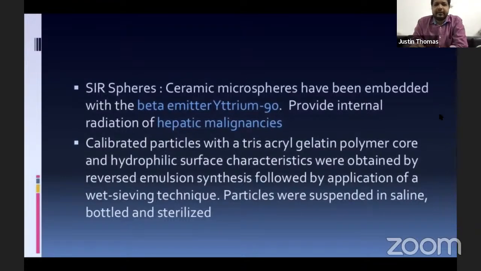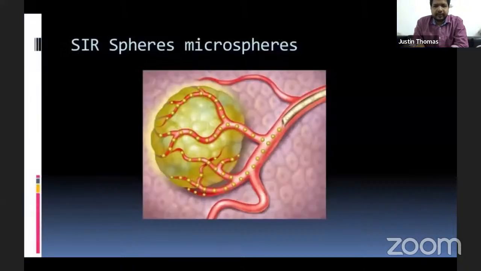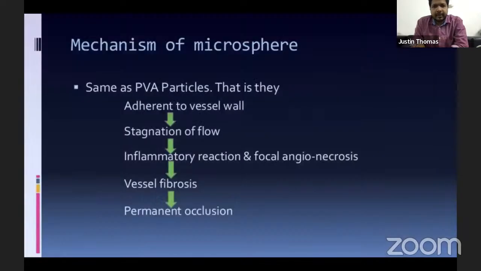This principle is also used in malignancies, where these Embospheres are embedded with radioactive substances like yttrium, which is used for treating hepatic carcinomas. And this is a radioactive microsphere, which causes targeted embolization of hepatic tumors.